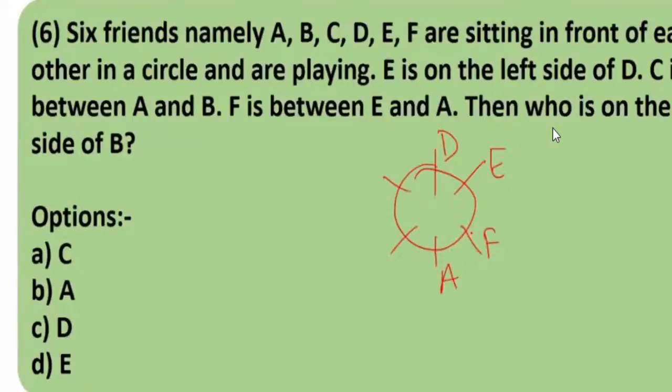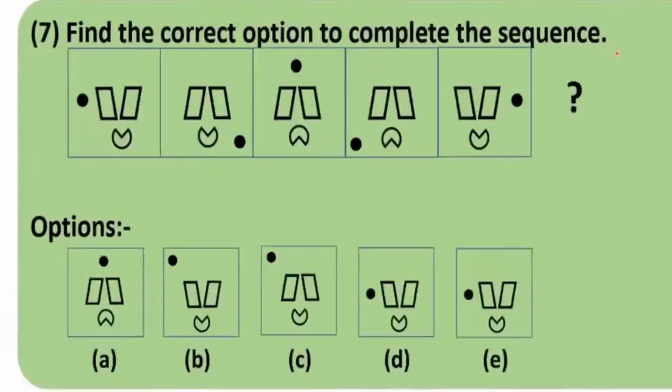Then who is on the left side of B? Now C is between A and B. So A is here, B has to be here, then it will be C. On the left side of B is D. Moving on. Again, by seeing, we can see that this is non-verbal reasoning.